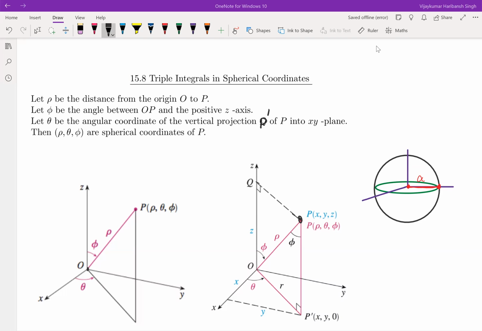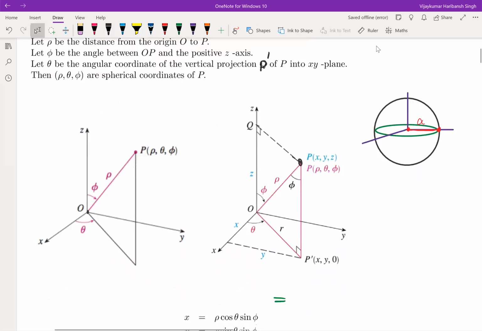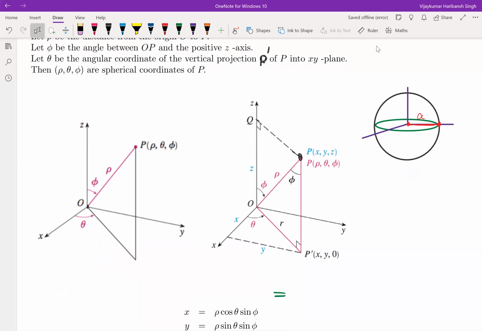Welcome students. We want to discuss triple integrals in spherical coordinates. So first, let's try to understand what is meant by spherical coordinates. Take a point P in XYZ space. To this point, we'll associate three numbers, rho, theta, and phi, as the coordinates.